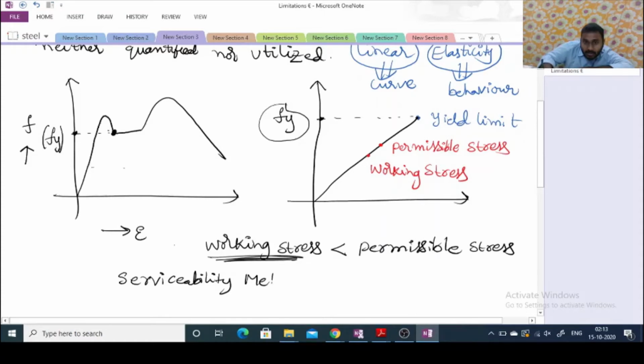Why is this method called the serviceability method? Serviceability criteria is mainly taken into consideration rather than safety criteria. It means as stability criteria is not taken into consideration, hence it is a drawback. Is that clear now, everyone?